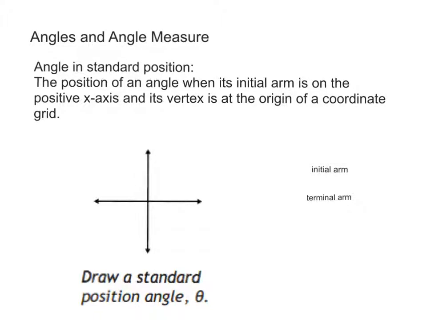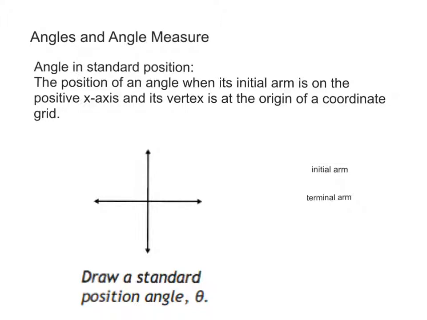Angles and angle measure. When we're talking about these angles in standard position, we're talking about an angle on a coordinate system where the vertex is at the origin and its initial arm is the positive x-axis. So just like we were talking with the radians when we were looking at all those different angles, we're always measuring from the positive x-axis and in a counterclockwise direction.